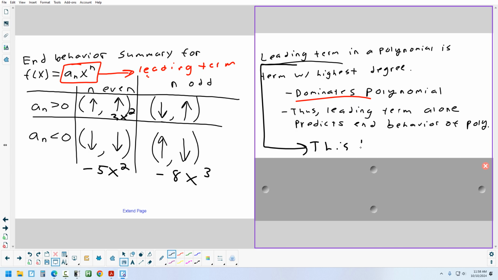And this term has a name. Besides the leading term, this term is called the end behavior model, which you might see me abbreviate EBM. So the term that controls the behavior of the polynomial is called the end behavior model. It's always the term with the highest exponent.